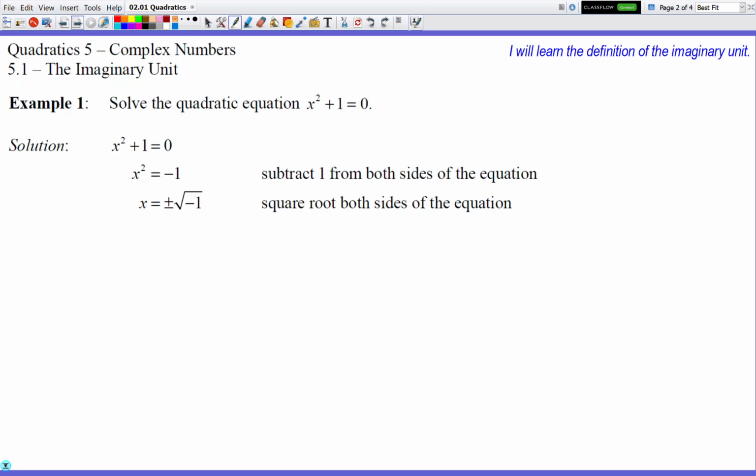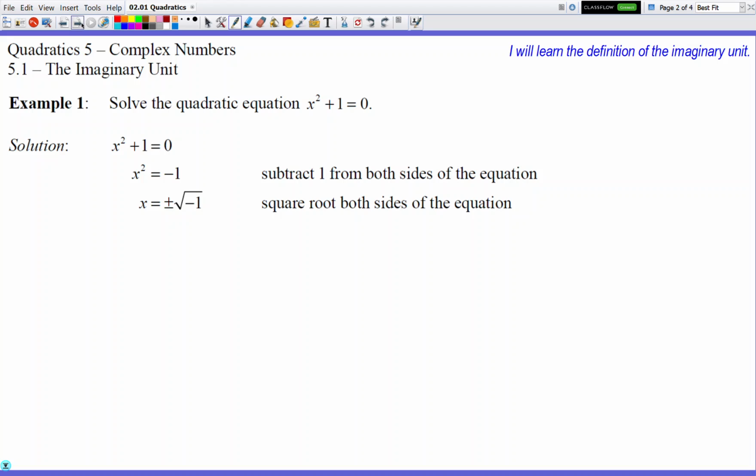Okay, so in example 1, you see that we reach a stage of the problem where we're trying to solve for x, right? So we're trying to get x and the numbers on separate sides. That's why we subtract one in our first step, and then we square root both sides in the next step. And once we hit the situation where we have the square root of a negative number, that's the signal where you can say to yourself, ooh, I think this is the scenario where we have an imaginary number or an imaginary unit. So how do we react when we see this?